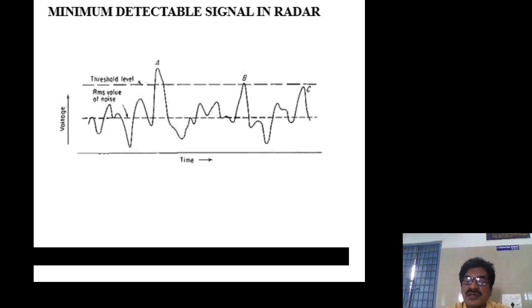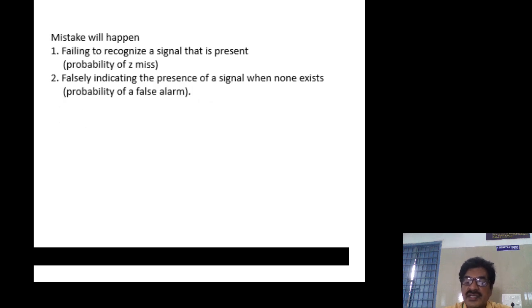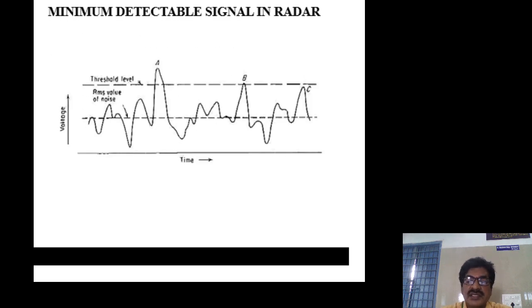Suppose I decrease the threshold level further, what will happen? The other peaks, this is one peak, this is the other peak, these peaks are actually the peaks with reference to noise alone. So if the threshold level is too low, these noise peaks also can cross the threshold level.